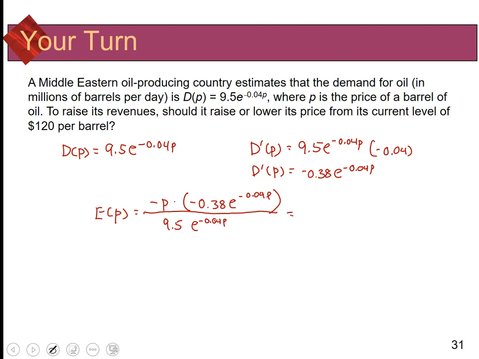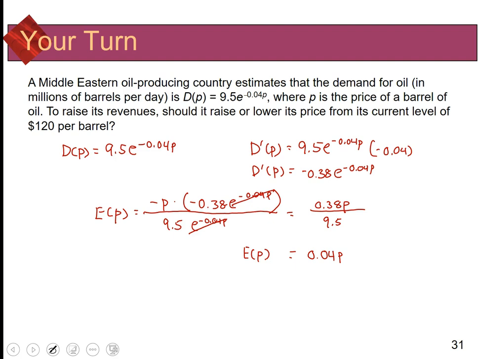When I do some simplification here, I'm going to have 0.38 P over 9.5, because since they both have a multiplication of E to the negative 0.04 P, these would just cancel out. And when I carry through that, I get 0.04 P as being the function that gives me the elasticity of demand for this circumstance.